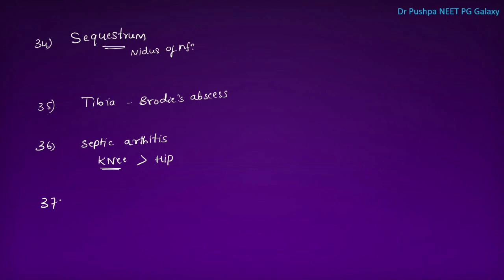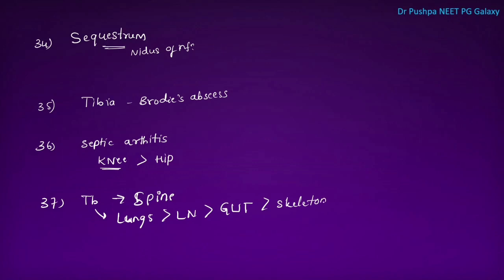Next one is most common bone involved in tuberculosis. In tuberculosis, most common bone is spine. Usually TB involves most commonly lungs, after that lymph nodes, and it also involves the genitourinary tract. Then it involves skeleton. In skeleton, most commonly it involves spine.